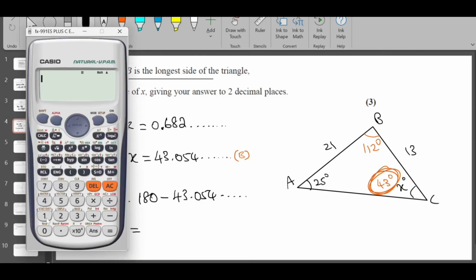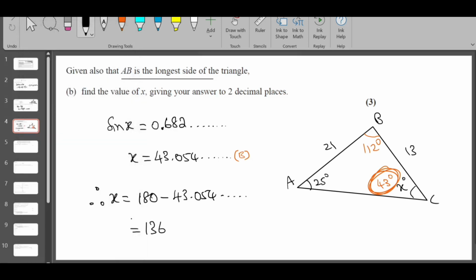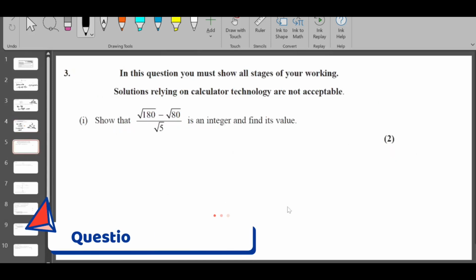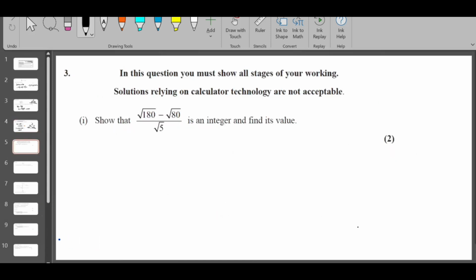So you need to write 180 minus, I have stored the value as B. We want the answer to 2 decimal places, 136.95 degree. So this angle is 136.95. So definitely this will be an angle smaller than 136. So eventually AB will be the longest side. Understand? Question 3. Show that this is an integer and find its value.